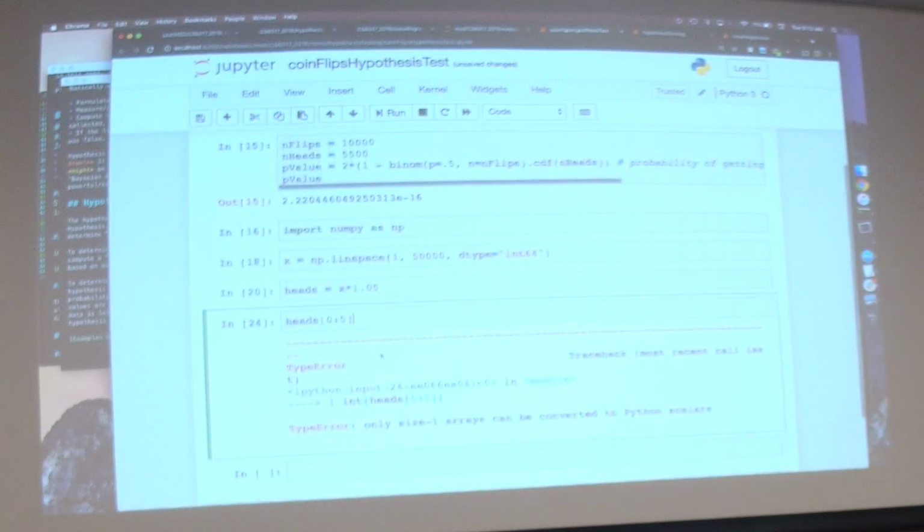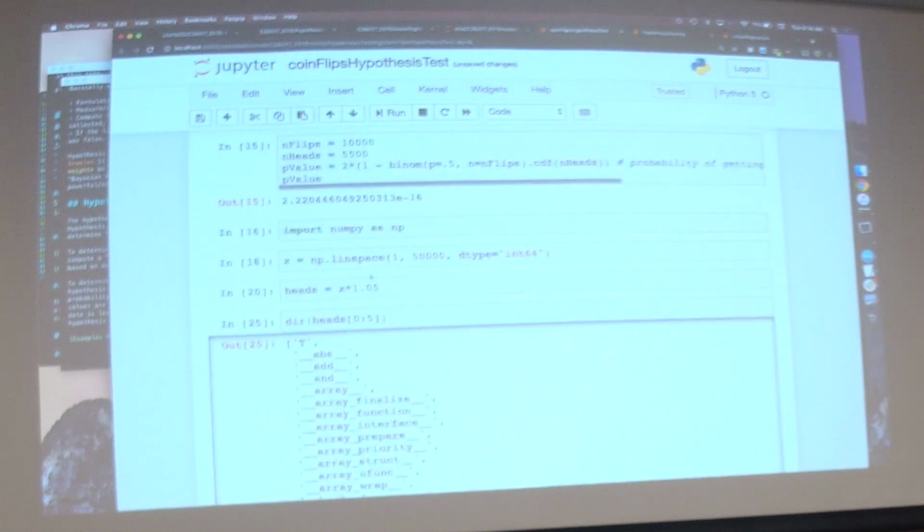I'm at the point where I think a lot of you were, where I know what I want to do, I don't know the magic words. A useful thing here, the dir command tells you all of the methods of an object, all the properties of an object. So this is going to list all the things.